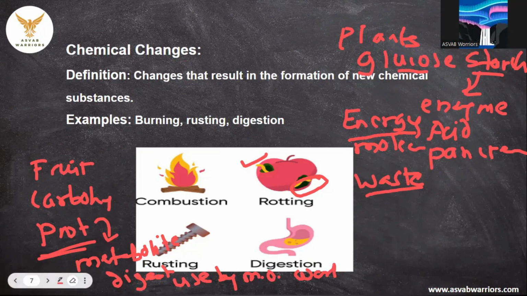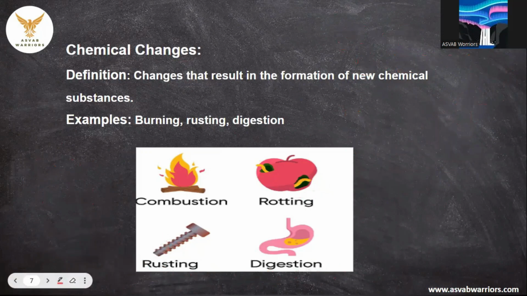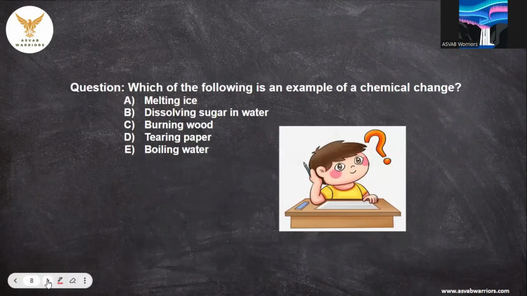We will just revise what we have learned. Chemical changes are changes that result in the formation of new chemical substances altogether. Examples are burning, rusting, digestion or rotting. We will move on to the next slide.